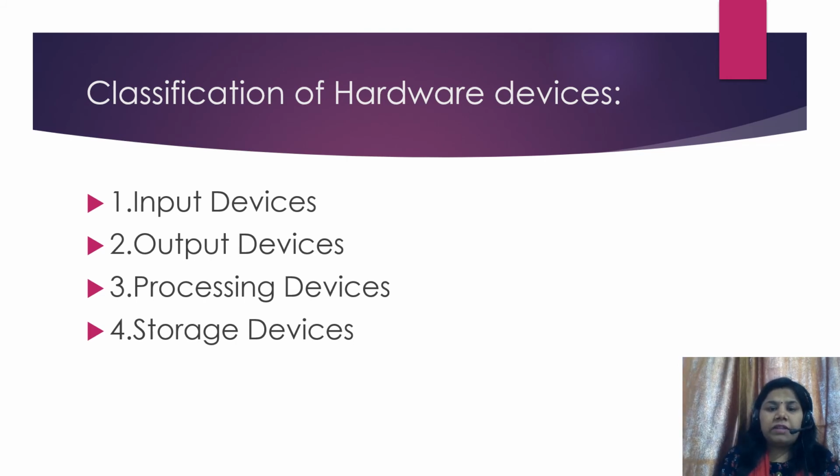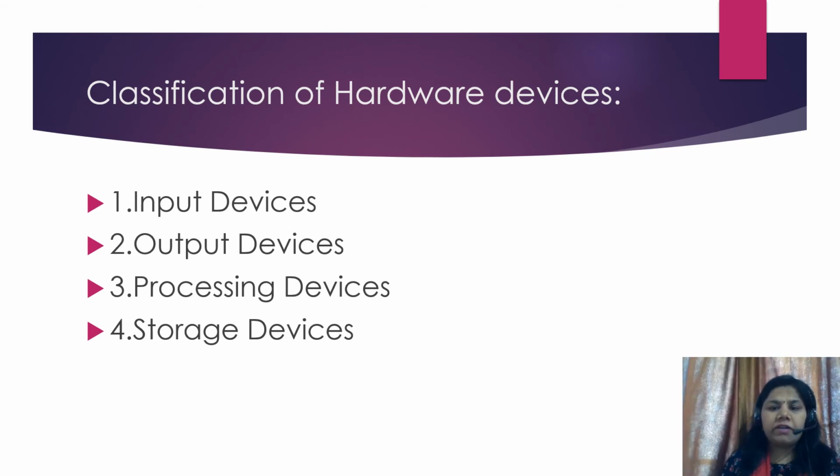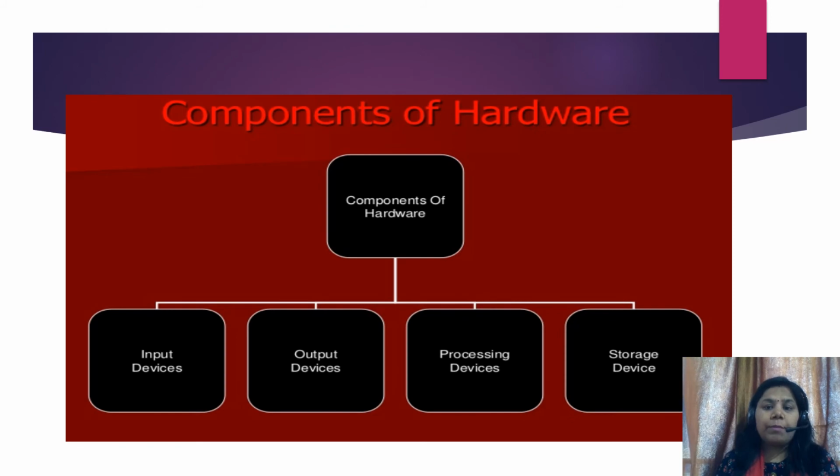They are divided into four categories: input devices, output devices, then processing devices, and the fourth one is storage devices. So let us see one by one the classification of the hardware devices, or the classification of the physical components of the computer system. Components of hardware. Again they have drawn a flow chart: first is the components of hardware, then you can see input devices, output devices, processing devices and storage devices.